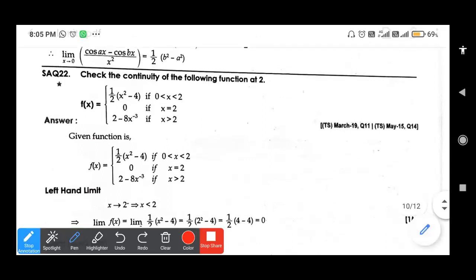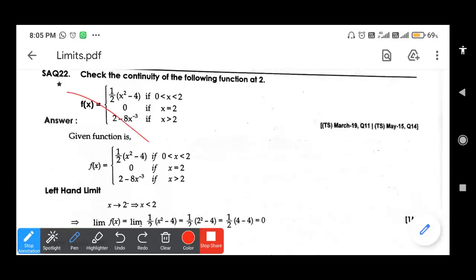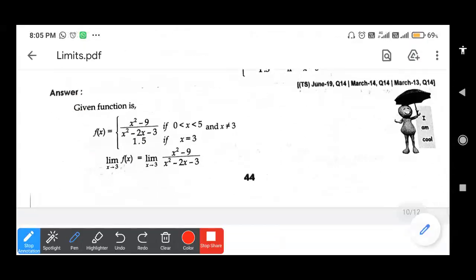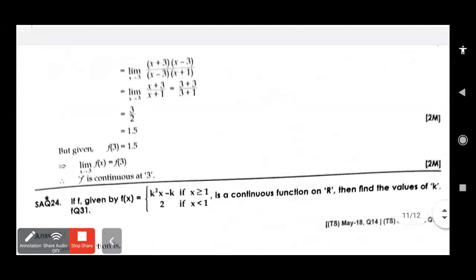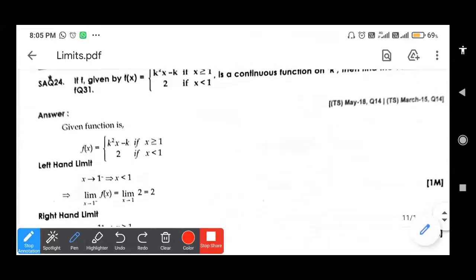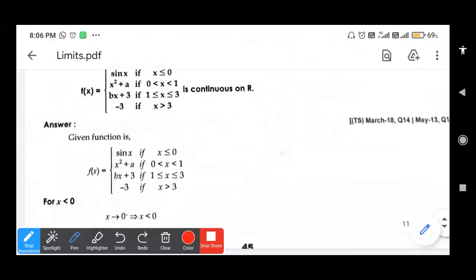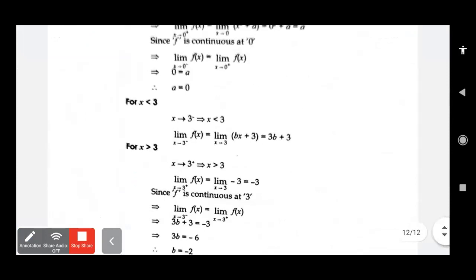Question number 22 is not there in your portion, so please don't learn it. It has been removed from your portion. And question number 23 also. Question number 24 also has been removed, so don't learn it. Question number 25 also has been removed. Okay, don't learn these questions.